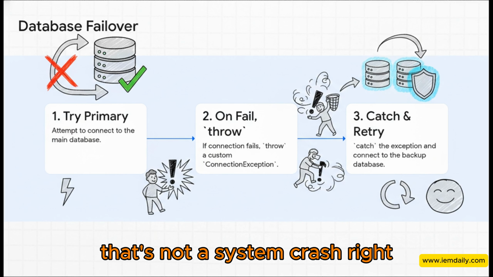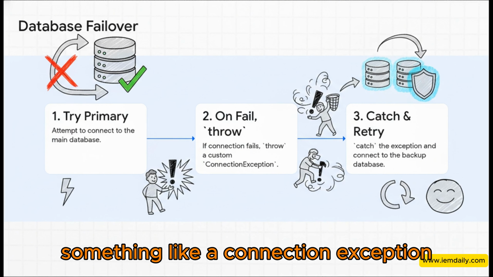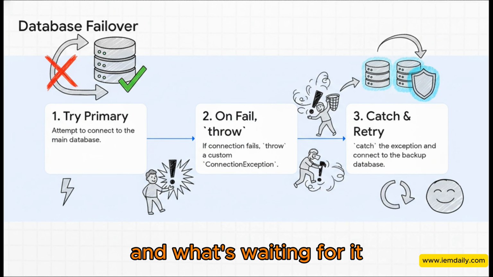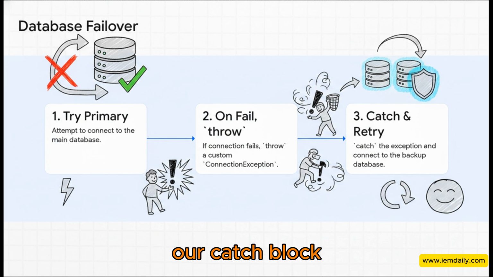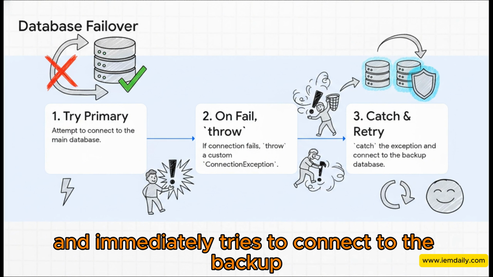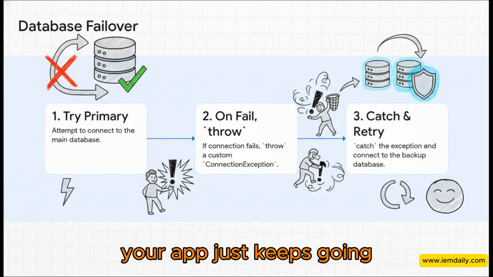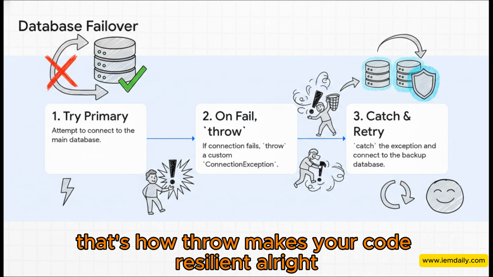That's not a system crash, right? It's a logical problem. So what do we do? We manually throw something like a connection exception. And what's waiting for it? Our catch block. It catches that specific exception and goes, aha, I know what to do, and immediately tries to connect to the backup. See? Instead of the whole thing falling over, your app just keeps going. That's how throw makes your code resilient.